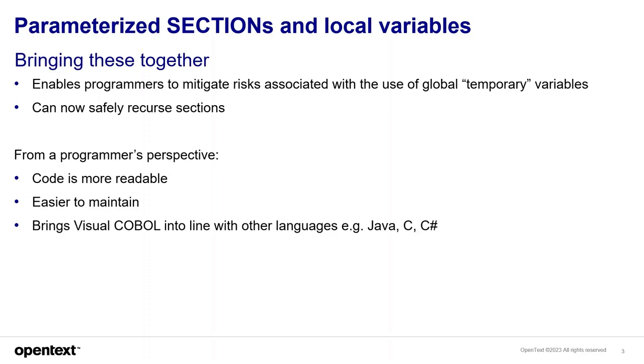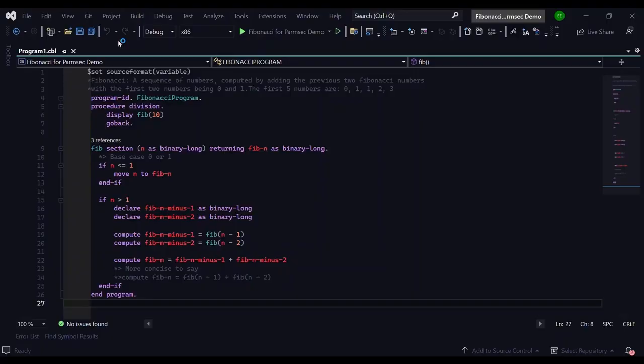From a programmer's perspective, this allows us to write code which is more readable, easy to maintain, with fewer bugs arising from changes. It also helps to bring Visual COBOL into line with other modern languages. Crucially, this helps new developers learn COBOL, as it's more familiar to those coming from other languages. I'll now run through a quick demo program of Fibonacci, which uses these new features.